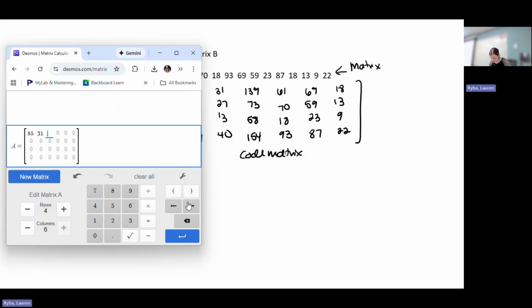85, 31, 1, 39, 61, 69, 18. Next row, 74, 27, 73, 70, 59, 13. 27, 13, 58, 18, 23, and 9. 109, 40, 154, 93, 87, and 22.